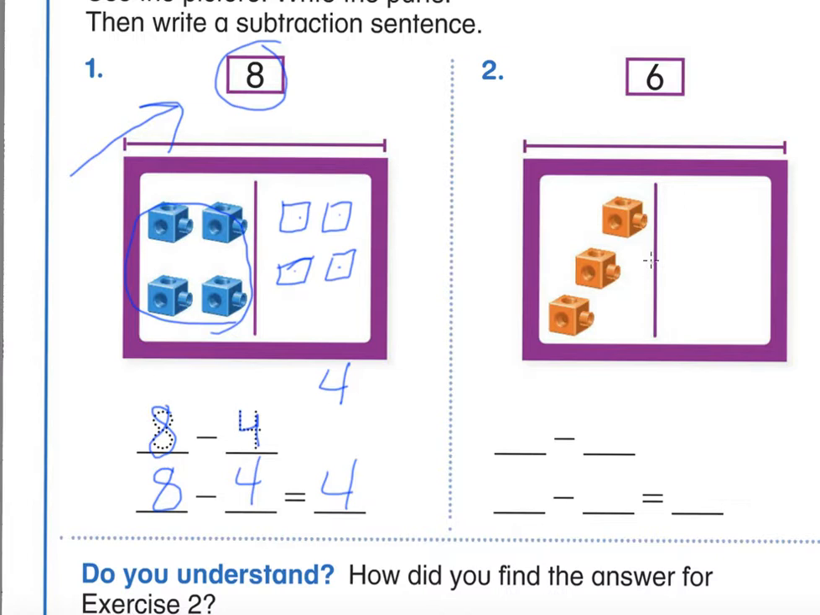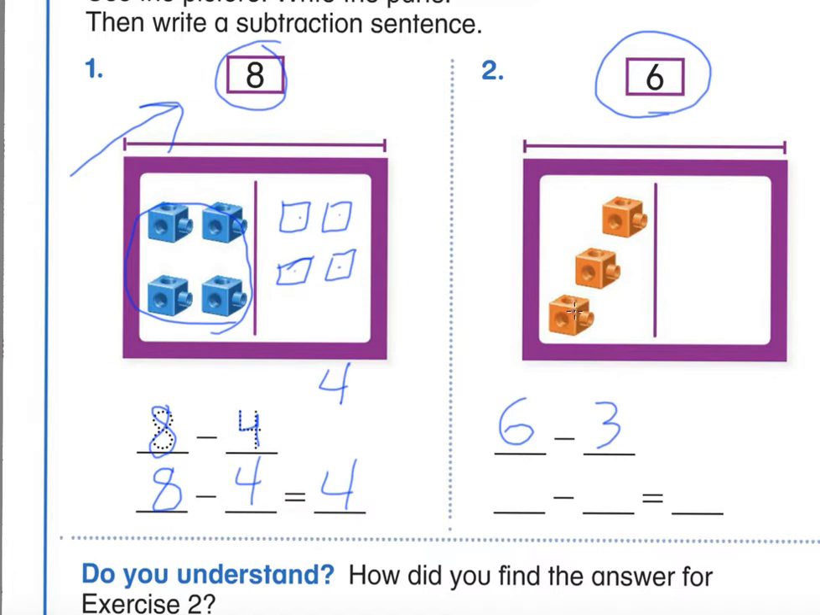All right, so for the next one, I'm going to get you guys started, but then I want you to finish this one all by yourself. So let's look at the whole number first. Our whole number, 6. So let's write 6 right down here. Now let's look at the part that we are told. 1, 2, 3. So they're telling us that there are 3 pieces in that part. So let's write 3. So it says 6 minus 3.